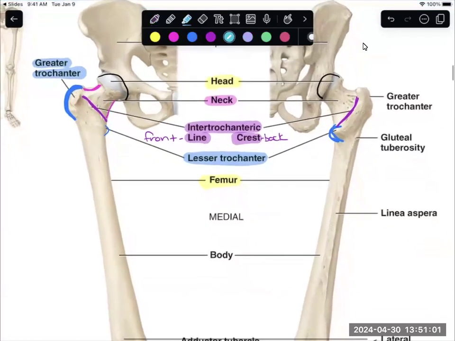On the back of the femur, we have this linea aspera. This linea aspera is kind of this line that travels along the back of this femur and several muscles attach there, so it's going to have a name.